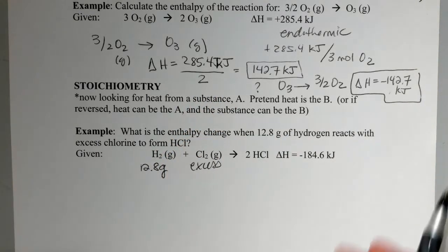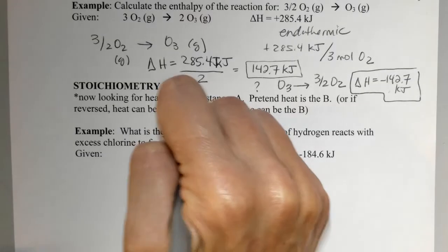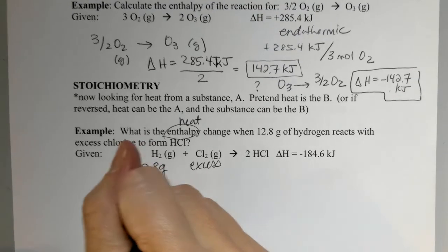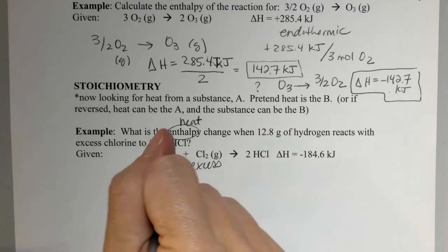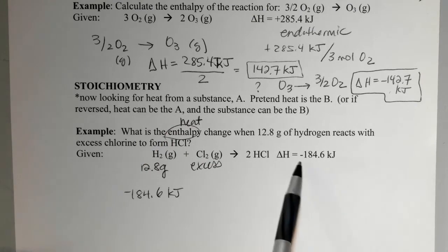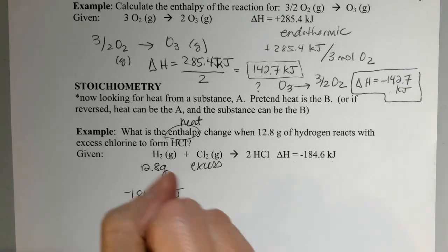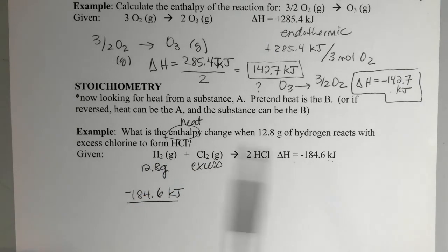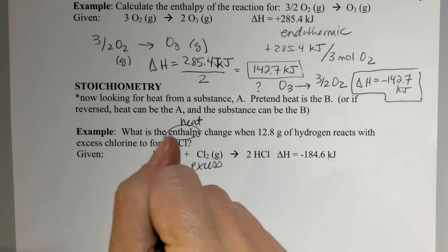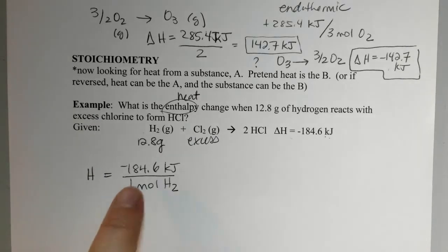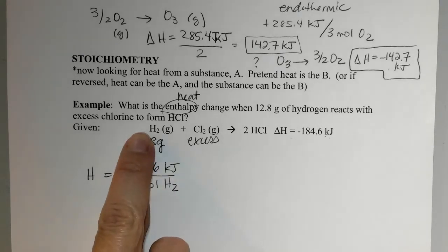All right, so we want to know enthalpy, which is our heat. And what we can see here is that we've got negative 184.6 kilojoules. That is our delta H value. That is the energy released when I react, based on how this is written, 1 mole for every 1 mole of H2. So when we look at our enthalpy, or H, or Q, if you want to leave it in heat, that's fine too. We have our negative 184.6 kilojoules per mole of H2.